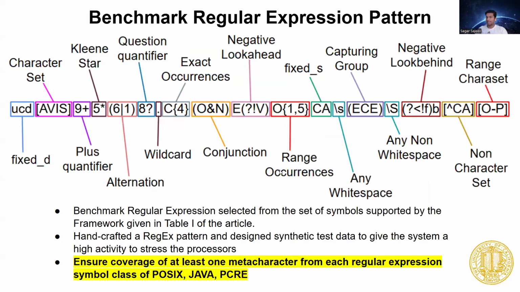The idea behind the selection of our benchmark regex pattern was to ensure that there is coverage of at least one metacharacter from each of the regular expression standards, pardon me, from POSIX, Java, or PCRE. As evident in the diagram itself, it covers a host of symbols starting from wildcard characters to lookarounds and a couple of complex operators such as conjunction and alternation, which I'll be talking about. This particular pattern was handcrafted to ensure high stress to the KiloCore as well as the comparative processors that we'll be talking about.